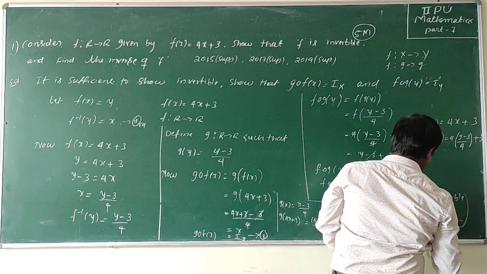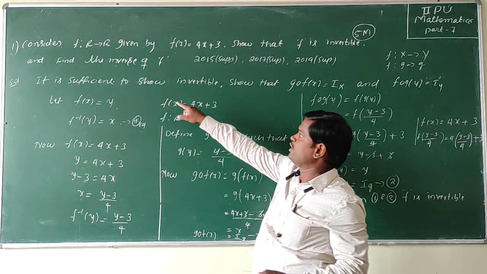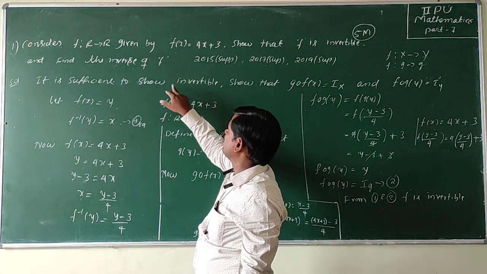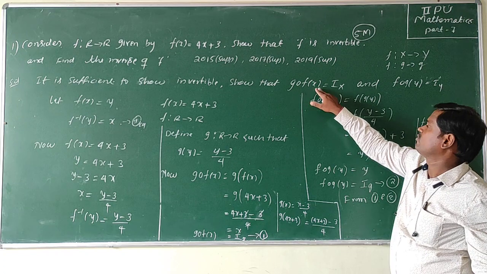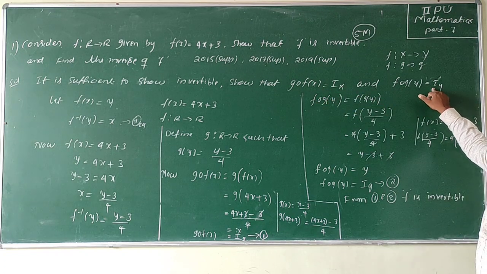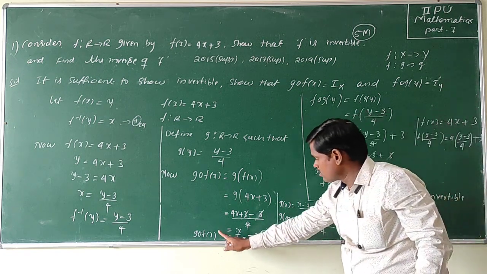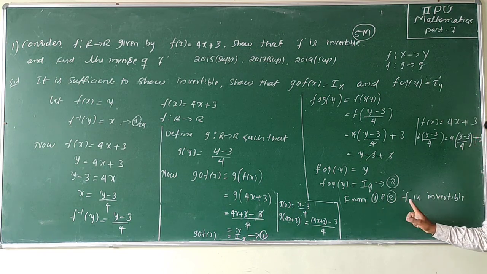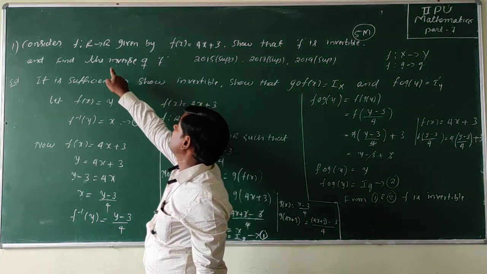So we come to the conclusion. It is sufficient to show invertible: we are going to show that g circle f of x is equal to the identity function of x, and f circle g of y is equal to the identity function of y. So from equations 1 and 2, f is invertible. One more question here: find the inverse of f.